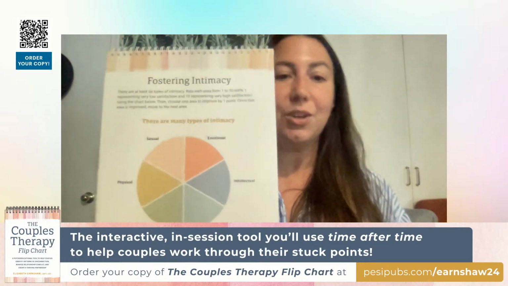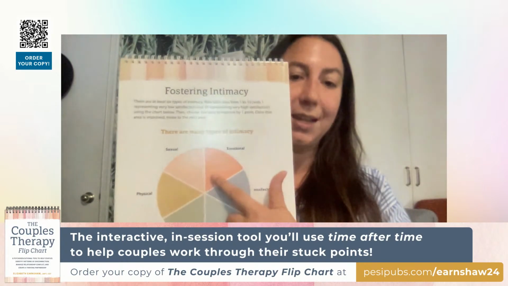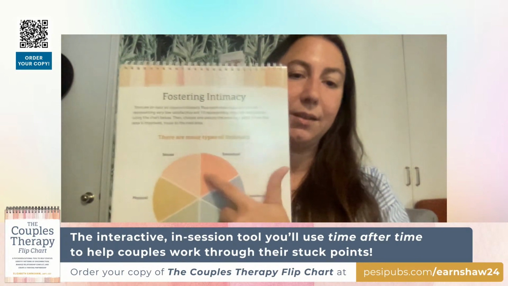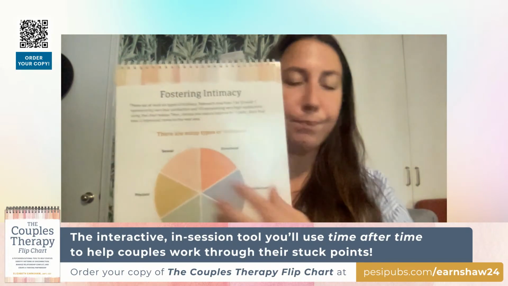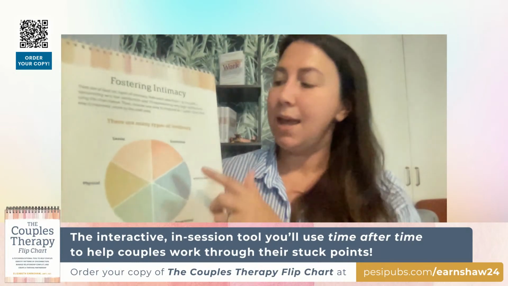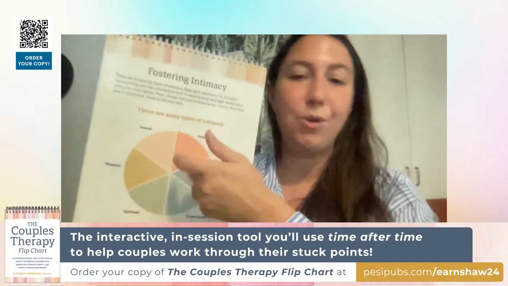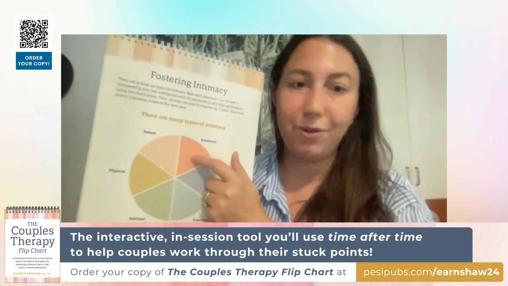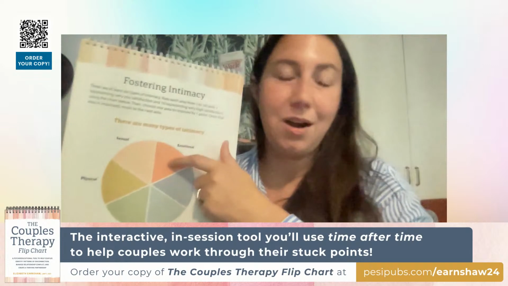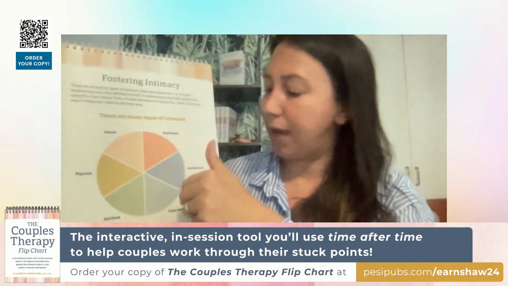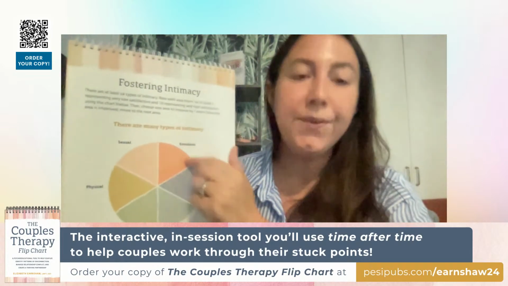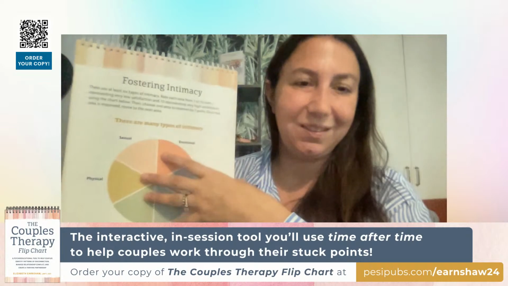The other thing you can do is have them fill in each area about what fills that piece of the pie up for them. So they could go in and say, for me, emotional intimacy means having really good conversations. The other person might say, emotional intimacy for me is not really having conversations, but it's actually filled up when I feel physically close to you. So you could have them fill those pieces of the pie up.